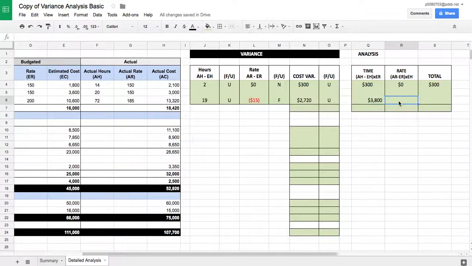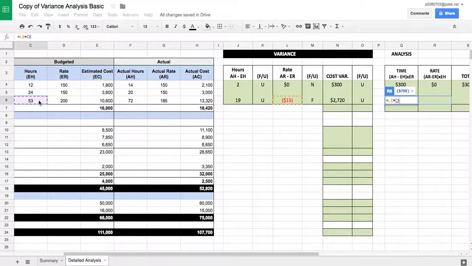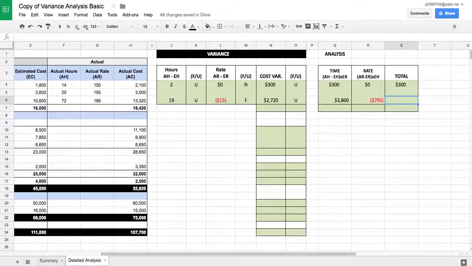Okay, but there's also something that happened with our rate, which is, again, our actual rate minus our estimated rate, which we've also done over here. You're going to multiply that by our estimated hours. So if everything else was the same and our rate changed, we would have saved $800. And we did save $800. However, you can see that our change in time greatly overshadowed what we saved in rate.